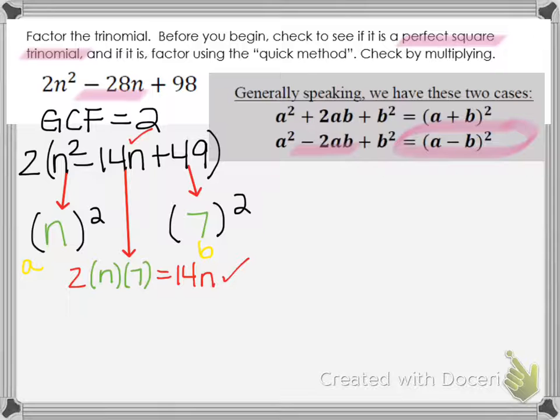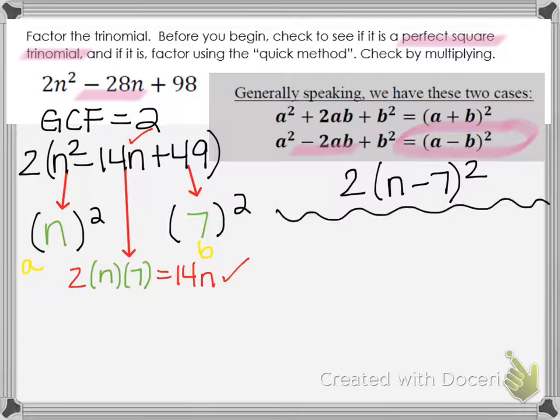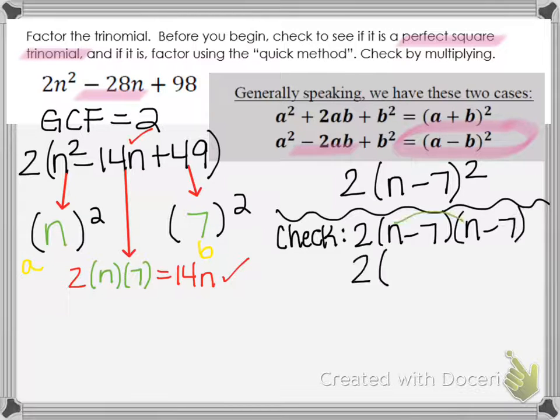Just make sure you don't forget your GCF. So for my final answer, I begin with 2. And then I have the binomial n minus 7 quantity squared. Let's do the check. So I want to write out n minus 7 twice. And then I'm going to FOIL first. Before I do anything with that GCF, I'm going to FOIL.